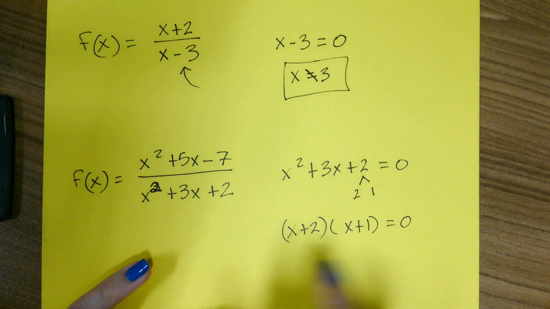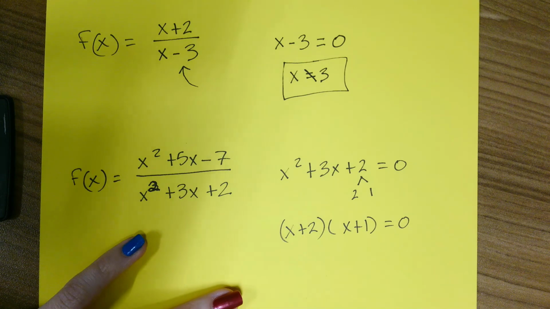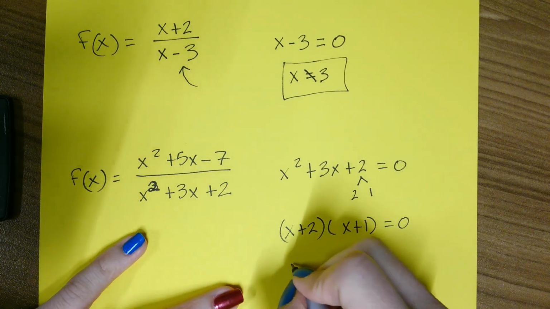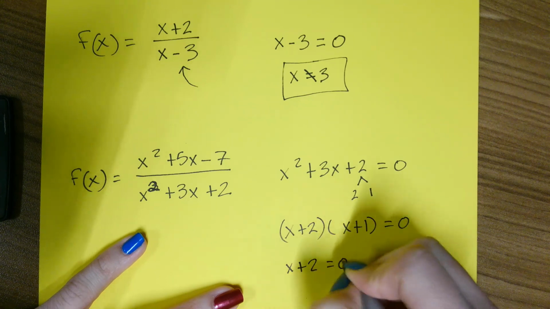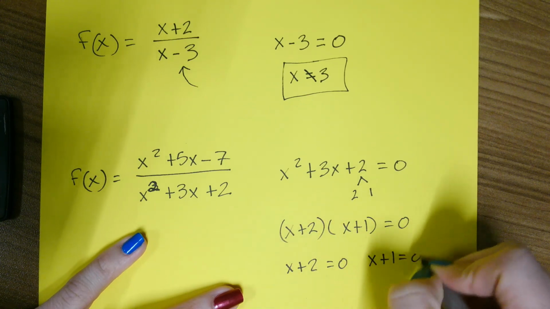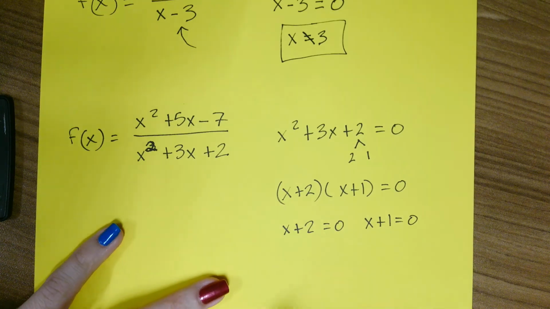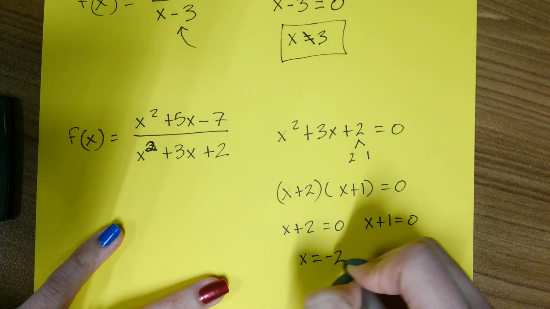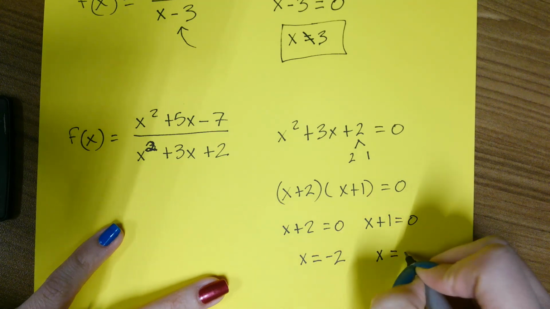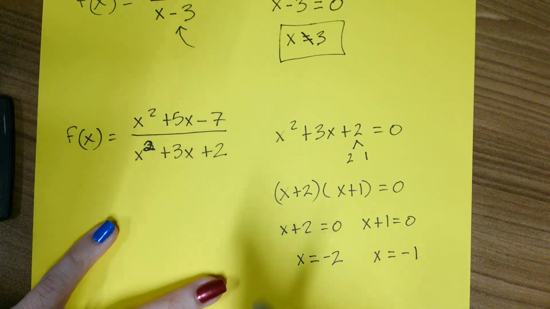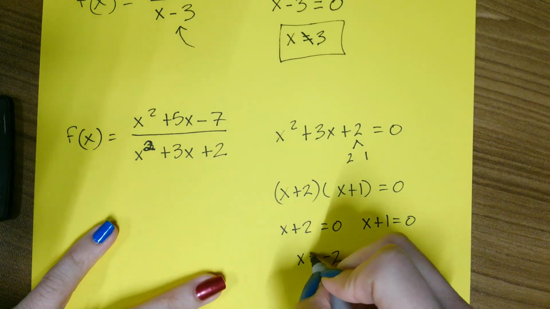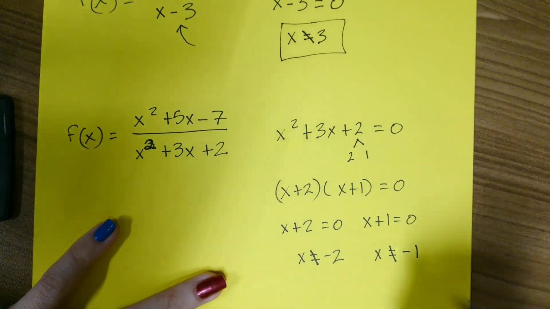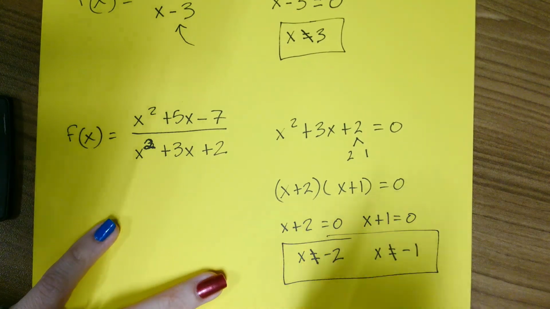And now the zero product property comes into play. Since I have this in factored form and it's set equal to 0, I can set each factor equal to 0. Now we've reduced the quadratic to 2 linear equations. Now I can subtract 2 from both sides, subtract 1 from both sides, and I get that the restrictions on this rational function are that x cannot equal -2 and x cannot equal -1. So this one ends up having 2.